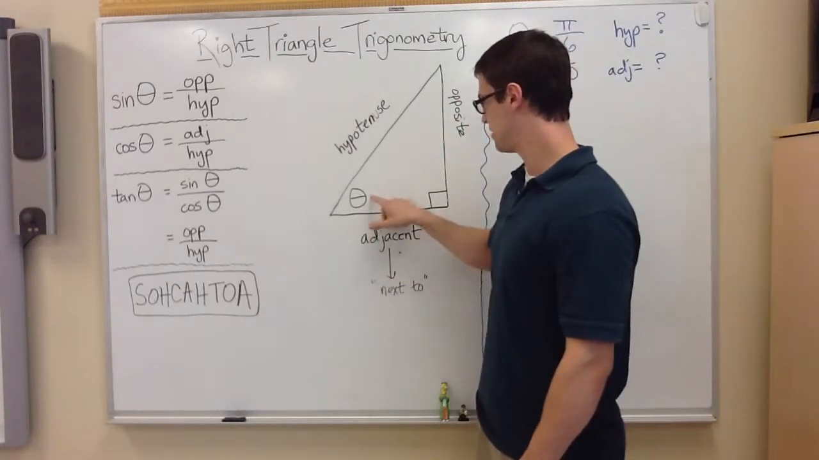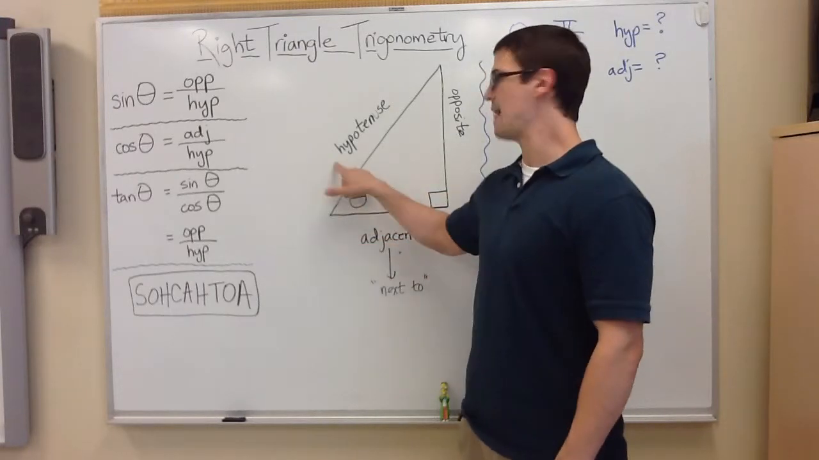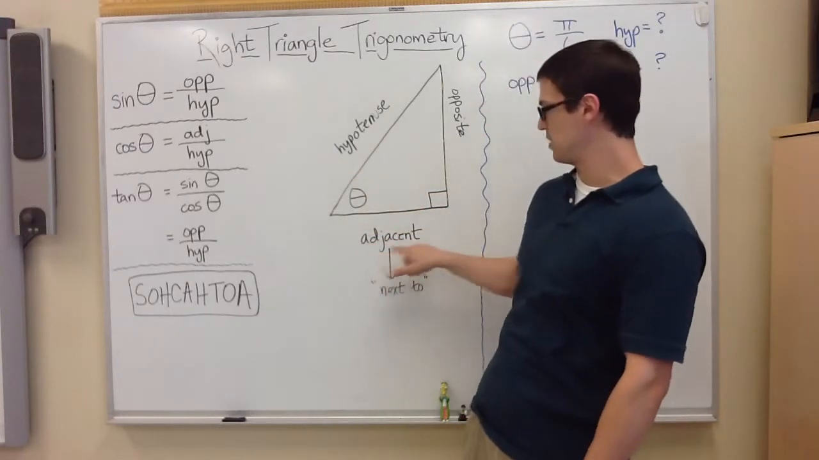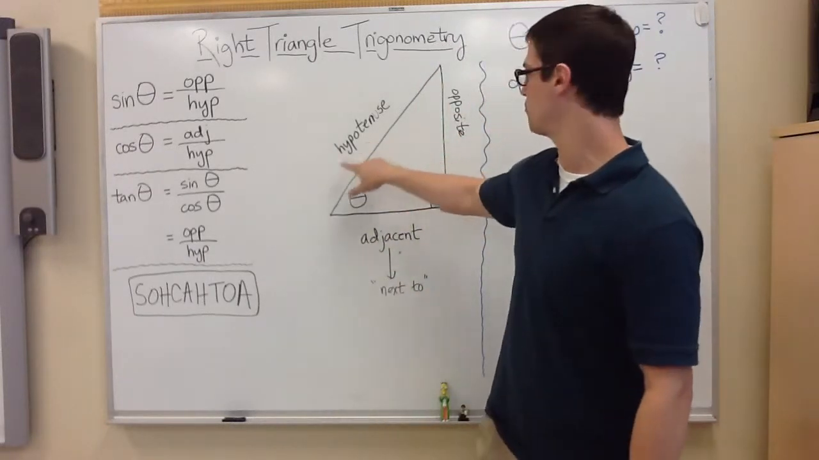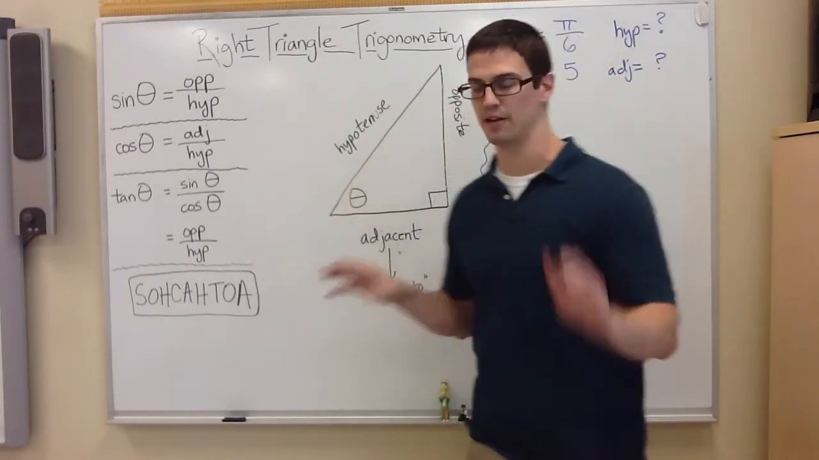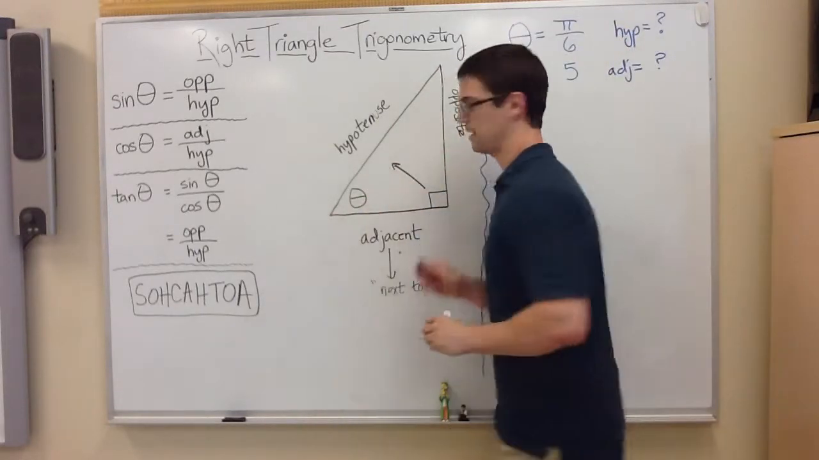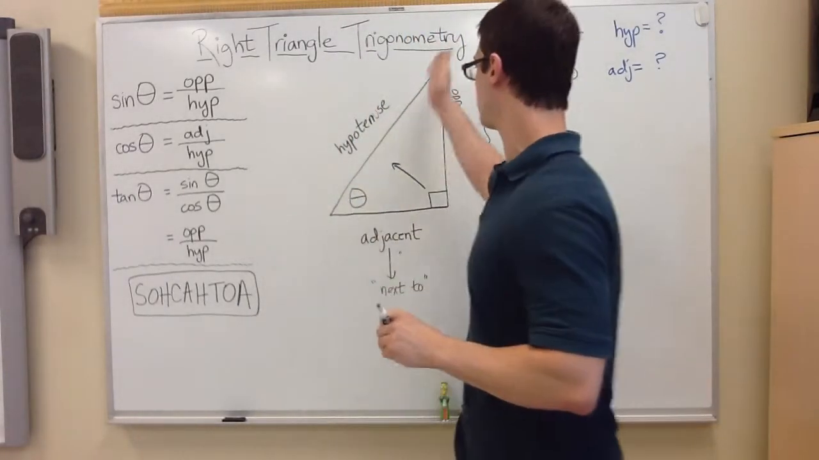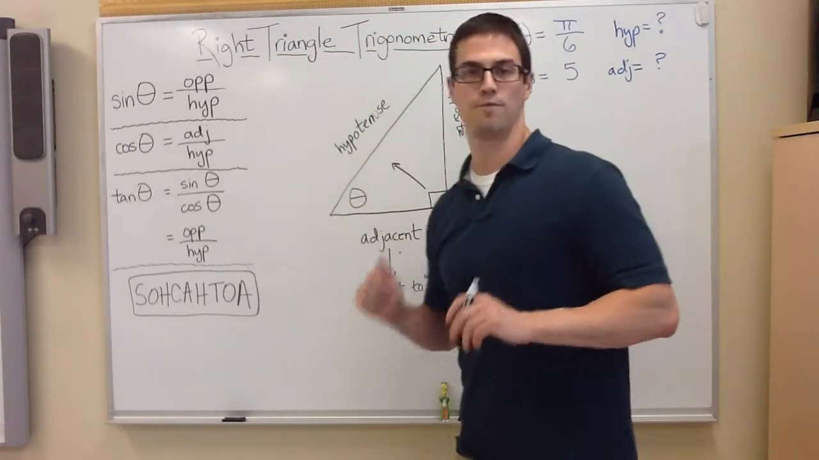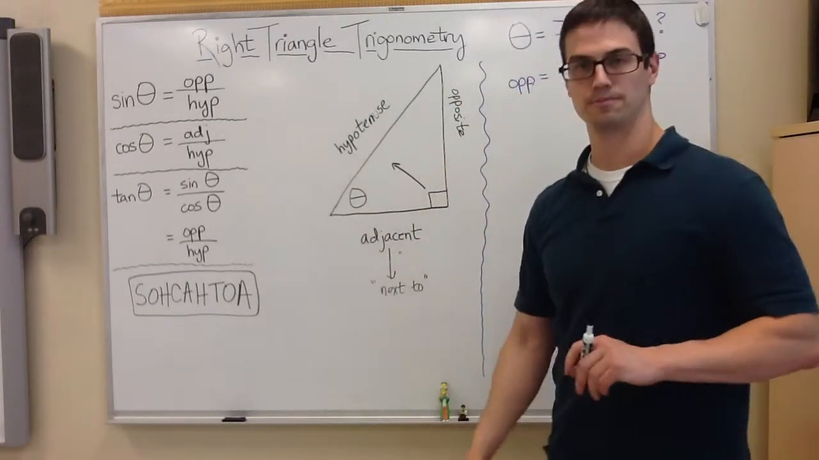The adjacent side is the one that's right next to it that makes up the angle that's not the hypotenuse. That's what adjacent means, next to. Now this theta right here, people go, well, how come this isn't the adjacent? How do we know this is the hypotenuse? The hypotenuse is always across from the 90-degree angle, every single time. If you remember that from geometry, the hypotenuse is always the longest side of the right triangle, and it's directly across from the right angle.